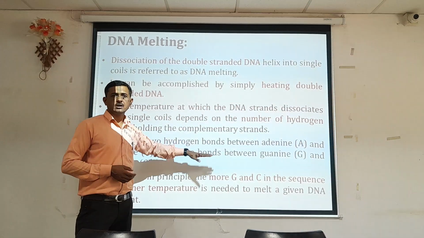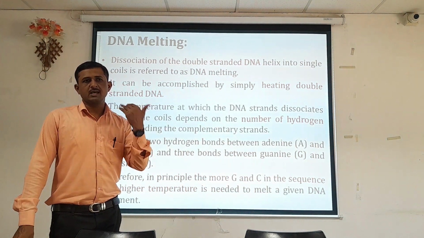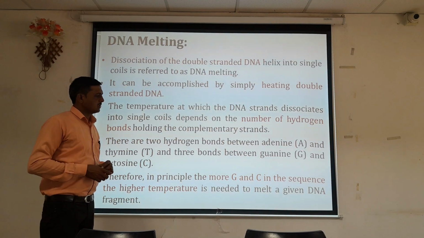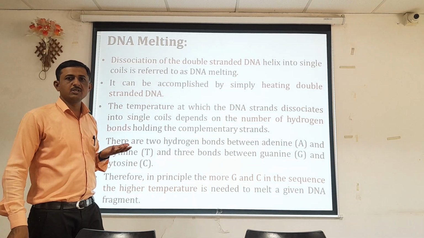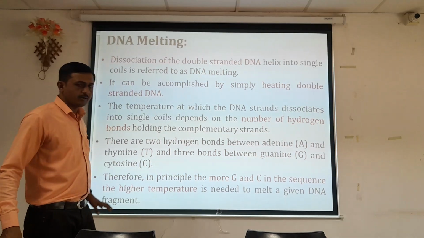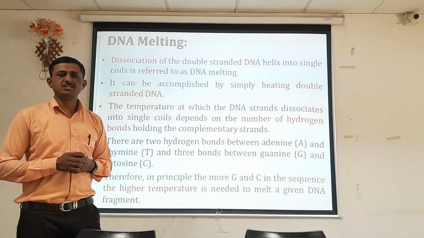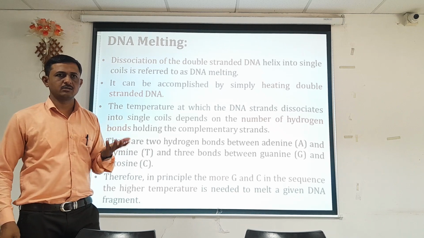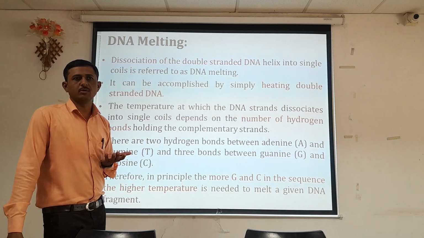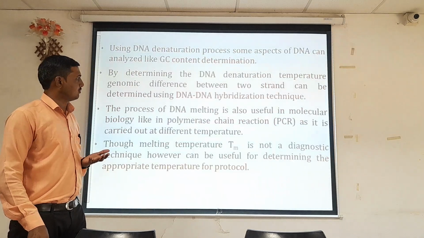As the guanine and cytosine ratio is higher, the hydrogen bonds become more, so the melting temperature increases. Therefore, in principle, the more G plus C content in the sequence, the higher the temperature needed to melt a given fragment. In molecular characterization, we can also calculate the G plus C content of a particular organism or its DNA sequence. As G plus C content is higher, the temperature for dissociation of double-stranded DNA to single strands is higher. It depends upon the hydrogen bonds.